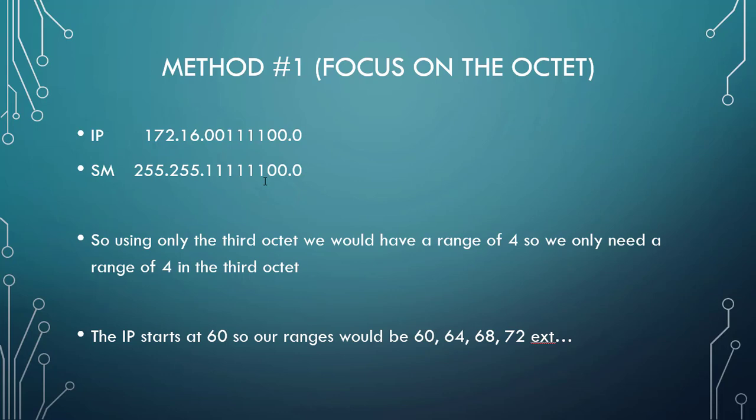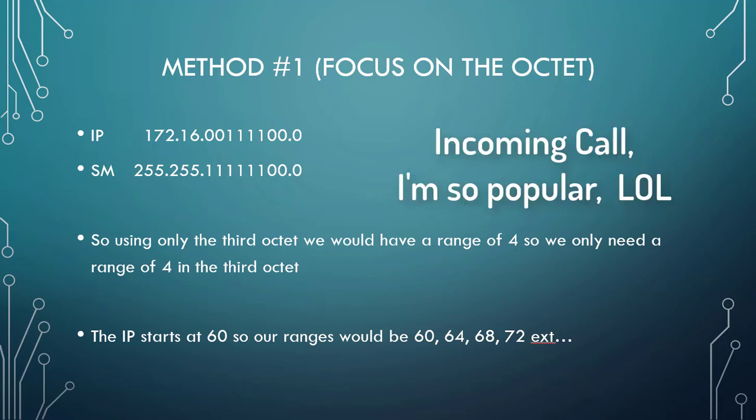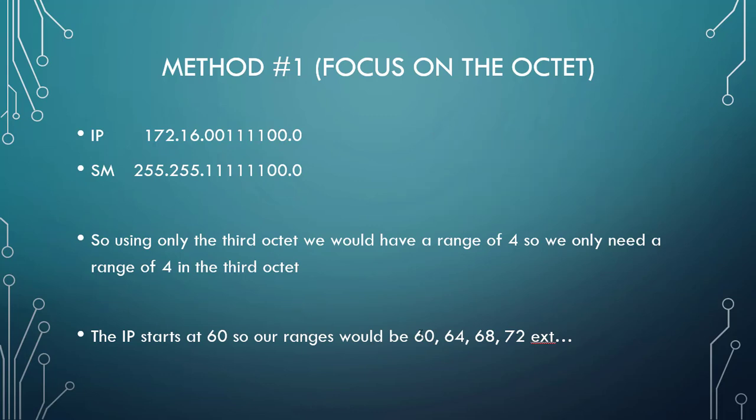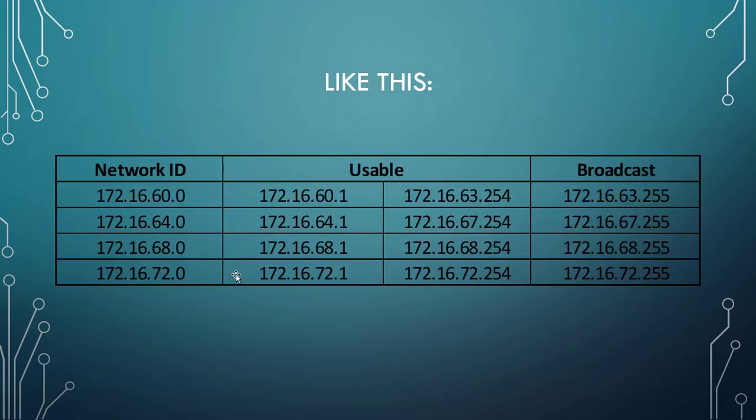So if our IP address starts at 60, our ranges would be 60, 64, 68, etc. So our ranges are 60, 64, and 68. Since we're only dealing with the third octet, it just becomes like this, 60, 64, 68. And then we put 0 and 1, the first two numbers in an octet, and then 255 and 254, the last 2 numbers in an octet.